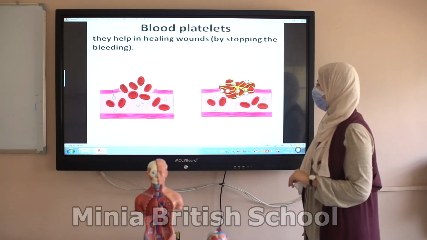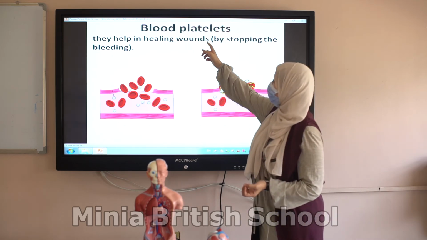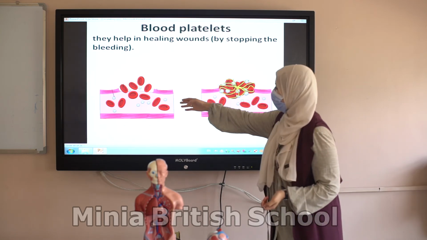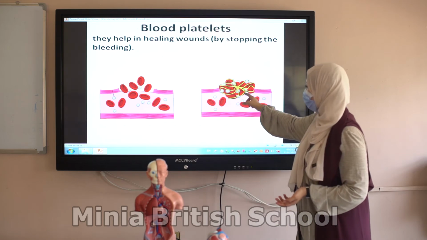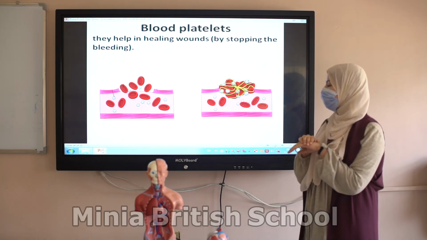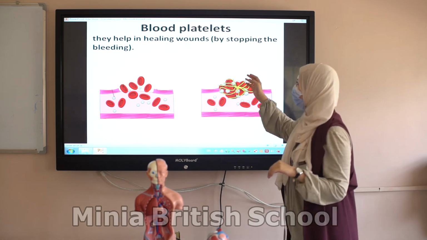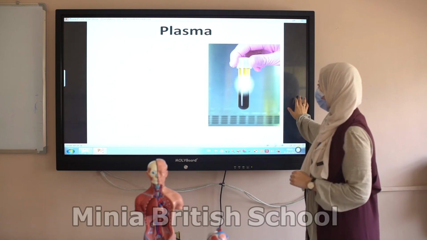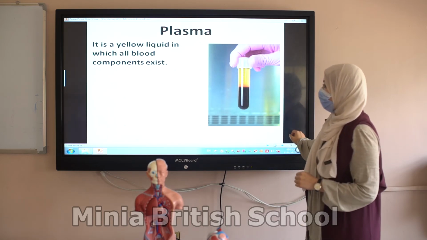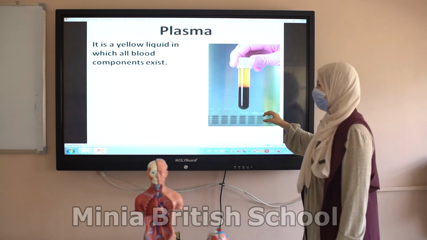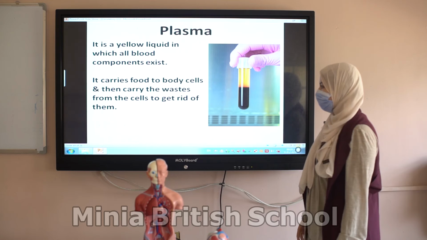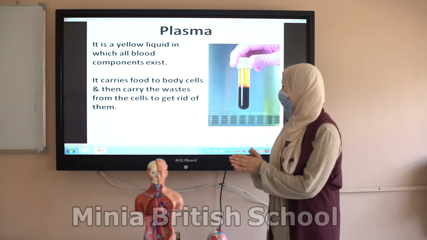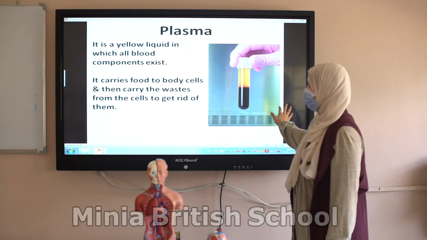Third, blood platelets. When you get hurt, they help in healing wounds by stopping bleeding and turning the blood from the liquid state to a solid, making a layer of skin. So blood platelets stop the bleeding. What about the plasma? It's a yellow liquid in which all the blood components exist and float. What is its function? It carries food to body cells, then carries the waste from the cells to get rid of it by special organs.